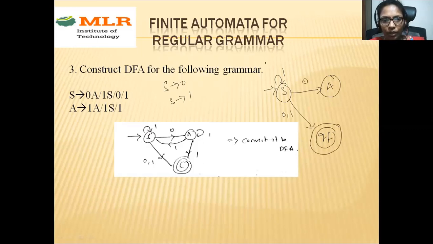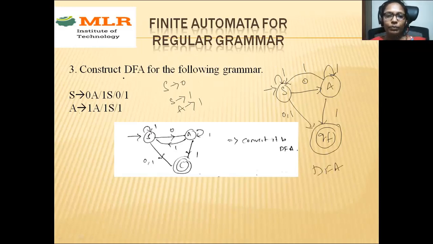Then A on 1 is going to A itself, as well as going to S also. Then A on 1, it is not going anywhere, so you need to move it to the final state. But if you observe this diagram, this is an NFA diagram which we need to convert into a DFA. Why? Because in the question they have asked for a DFA. I hope this is clear.